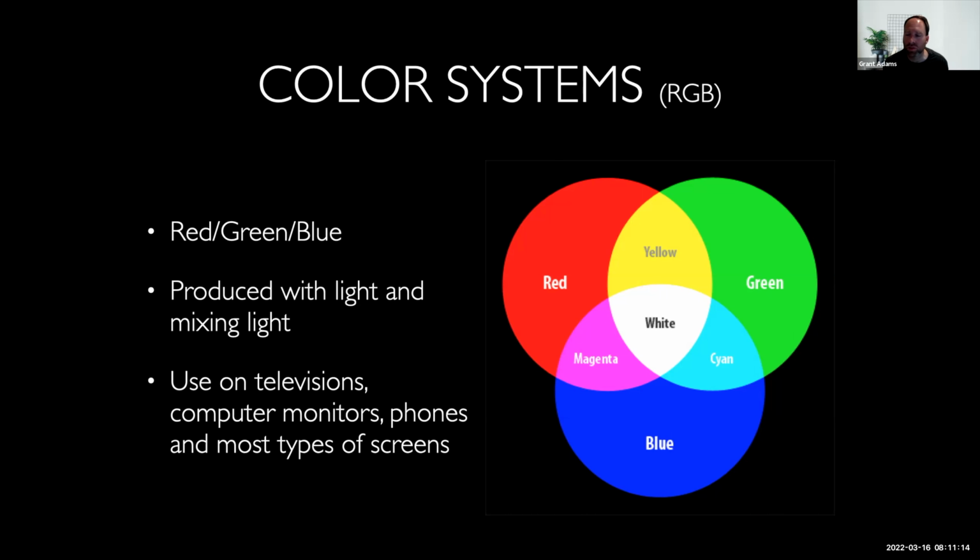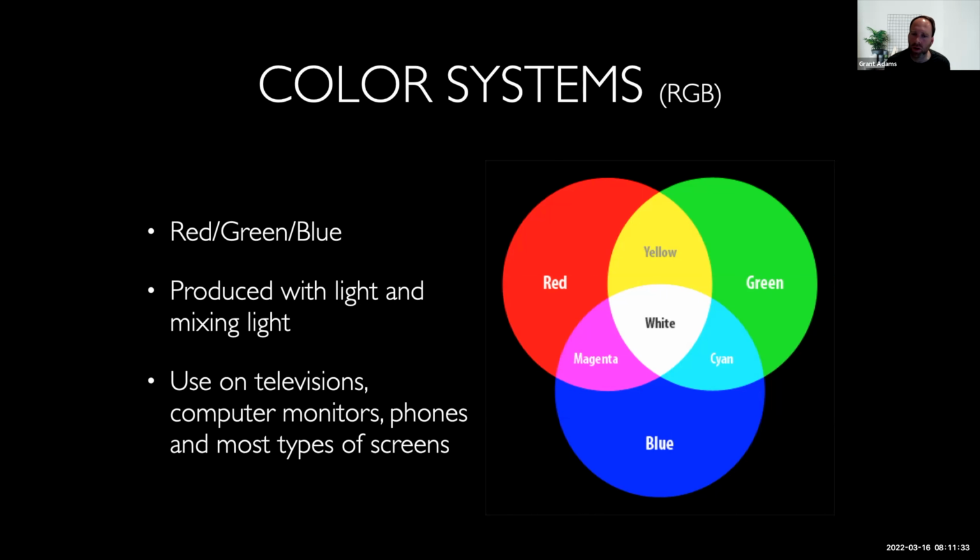When we have those 3 lights together, when they overlap, we'll get other colors of light. So when all 3, red, blue, and green, overlap, we get white light. If just red and blue overlap, we get magenta light. If just red and green light overlap, we get yellow light.